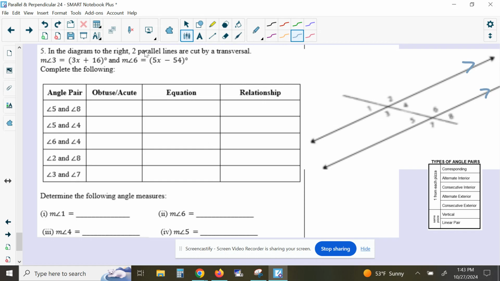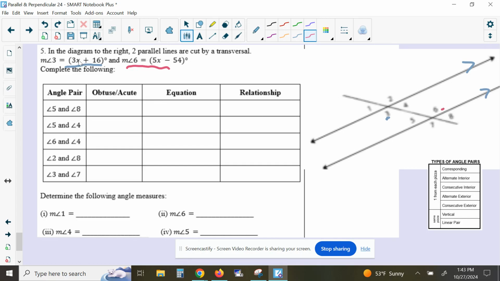So it says in the diagram to the right, 2 parallel lines are cut by a transversal. We have the measure of angle 3. So this angle right here has a value. It looks like this right here. I'm not going to be able to write it into my little picture. And then measure of angle 6 is, so we do have some stuff.